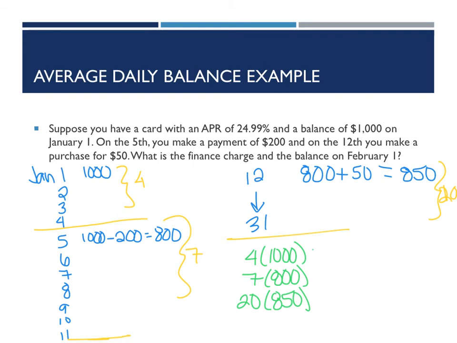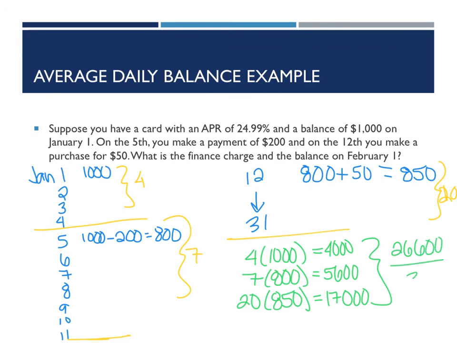Now if I take these and do the multiplication, I should get 4,000, 5,600, and 17,000. Now I need to add those values up, and if you do that, you get 26,600, and divide by the number of days in the month, which is 31. When you do 26,600 divided by 31, you should get 858.06. So this 858.06 is our average daily balance for January.